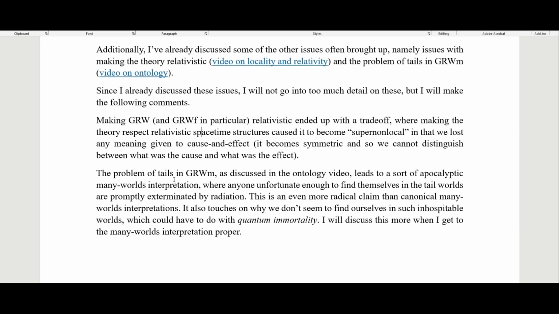And then there is the problem of tails in the GRWM, the matter density field ontology. As discussed in that video, this leads to a sort of apocalyptic many worlds interpretation, where anyone unfortunate enough to find themselves in the tail worlds is promptly exterminated by radiation. This is an even more radical claim than the canonical many worlds interpretations. It also touches on why we don't seem to find ourselves in such inhospitable worlds, which could have to do with what is called quantum immortality. That is something I will discuss in the future when I get to the actual many worlds interpretation proper.